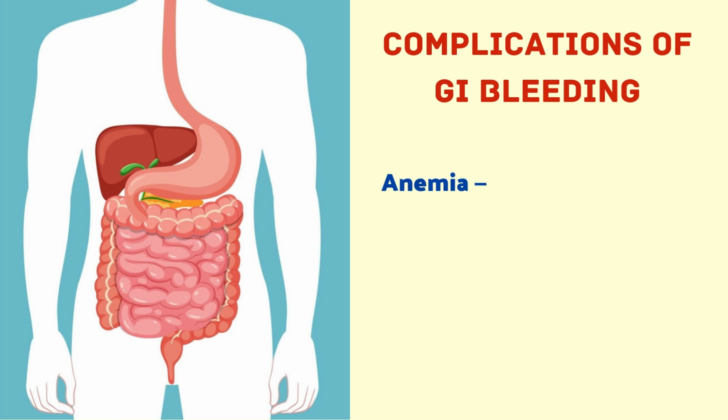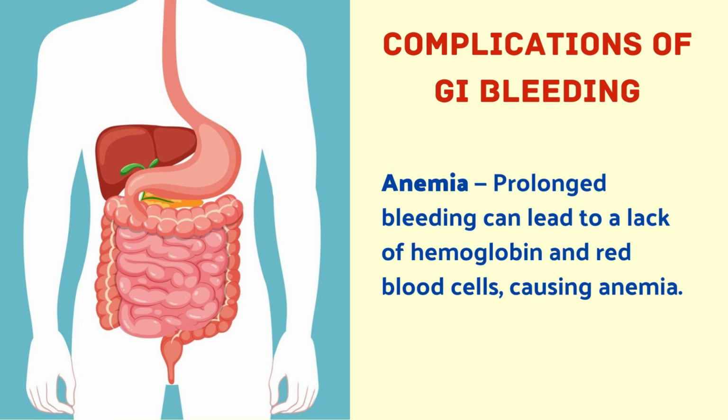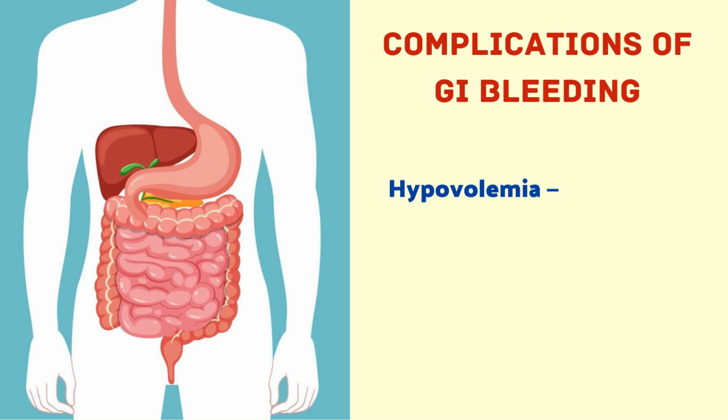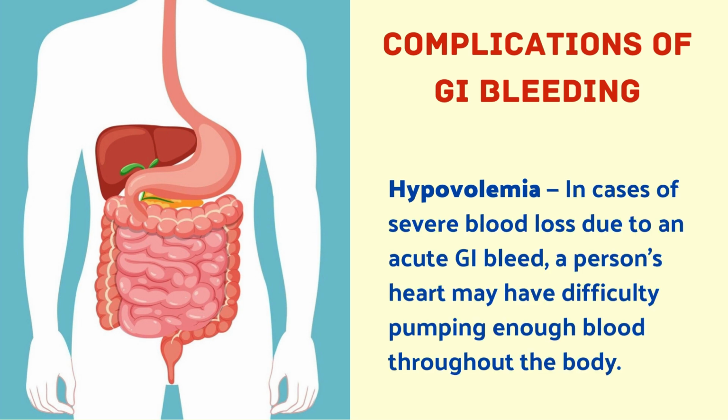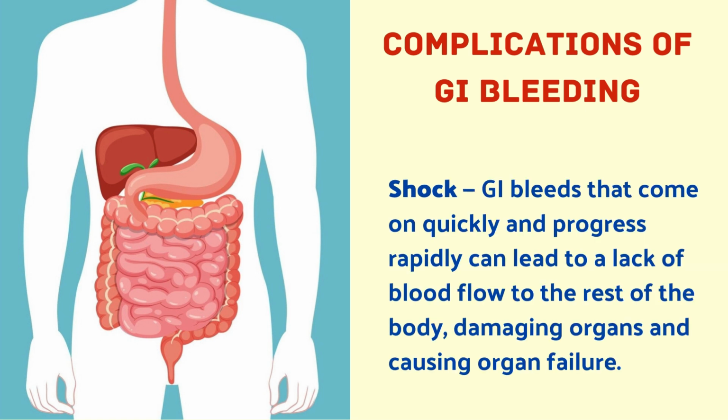Now let us discuss complications of GI bleeding. The first complication is anemia. Prolonged bleeding can lead to a lack of hemoglobin and red blood cells causing anemia. Next complication is hypovolemia. In cases of severe blood loss due to an acute GI bleed, a person's heart may have difficulty pumping enough blood throughout the body. Next complication is shock. GI bleeding that comes on quickly and progresses rapidly can lead to a lack of blood flow to the rest of the body, damaging organs and causing organ failure.